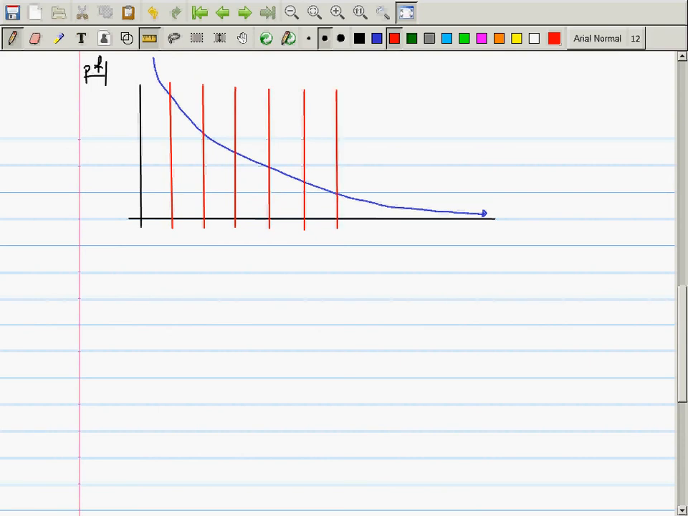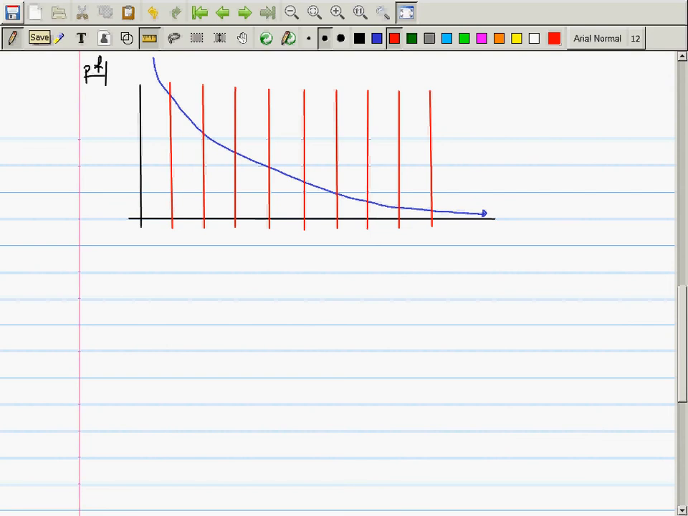Okay, so now remind me, we're dealing with two kinds of sums simultaneously. What is the integral? So what does it mean with respect to this curve? It's the area under that curve. Okay, and how did we define the integral in the first place? How do we get at it, the Riemann definition?